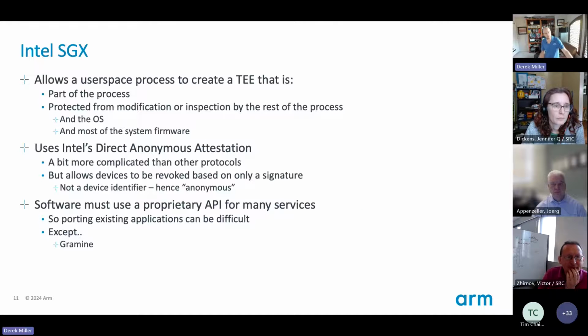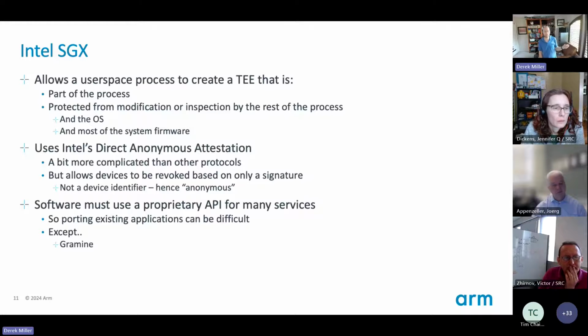So one of the first truly confidential compute platforms was Intel's SGX. And this allowed a user space process to create a trusted execution environment that was part of its own process and protected from modification or inspection by the rest of the process and the OS and most of the system firmware.